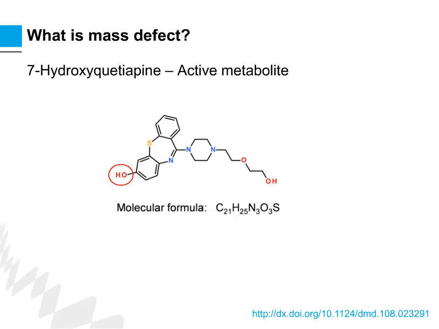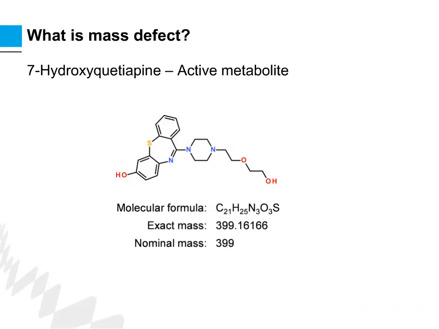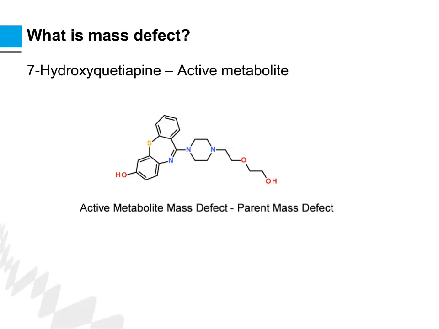One of the known active metabolites of quetiapine is 7-hydroxyquetiapine. This metabolite is formed in the liver, and the enzymes responsible for this biotransformation are CYP3A4 and 2D6. The reference for this information is shown at the bottom right-hand side of this slide. The respective exact mass and nominal mass for this metabolite are calculated as shown. The mass defect of the active metabolite is therefore 0.16166.